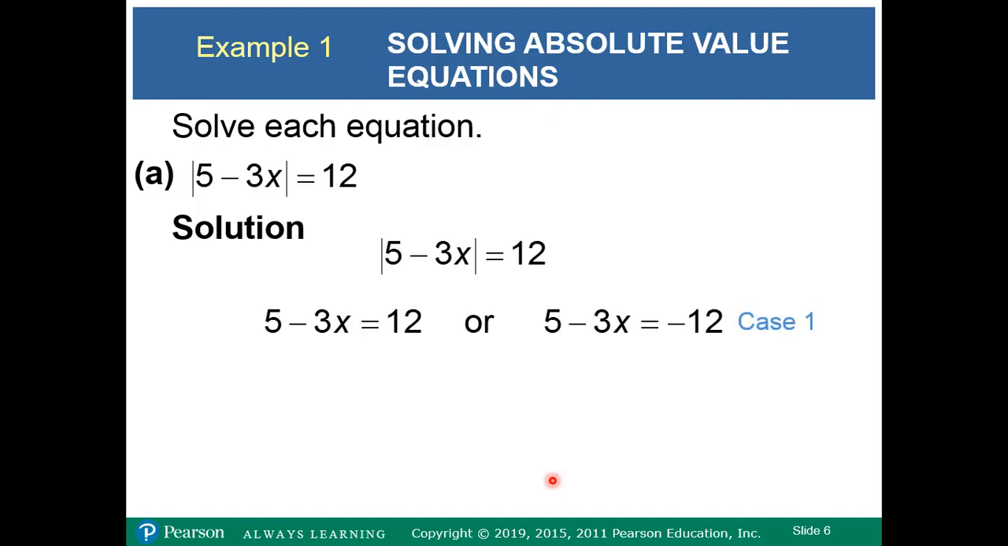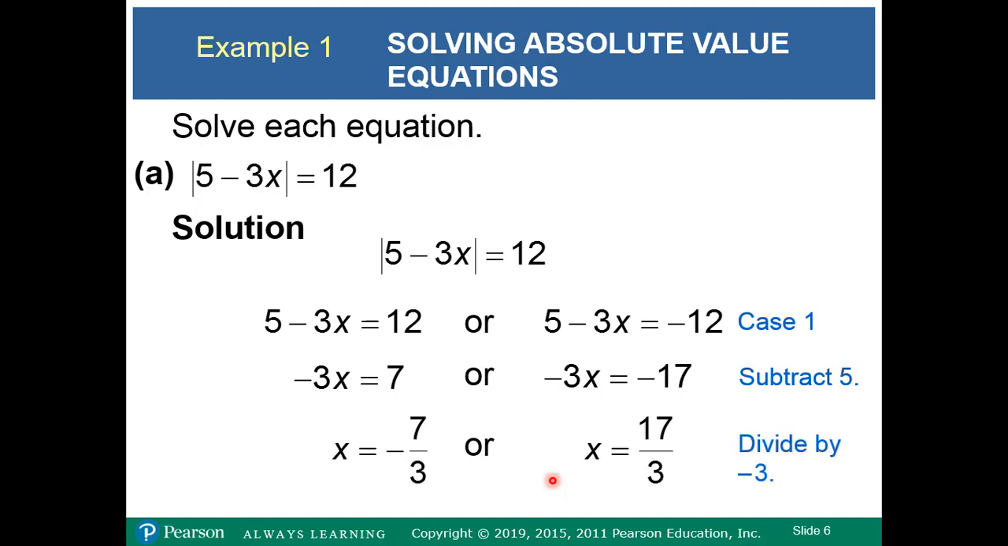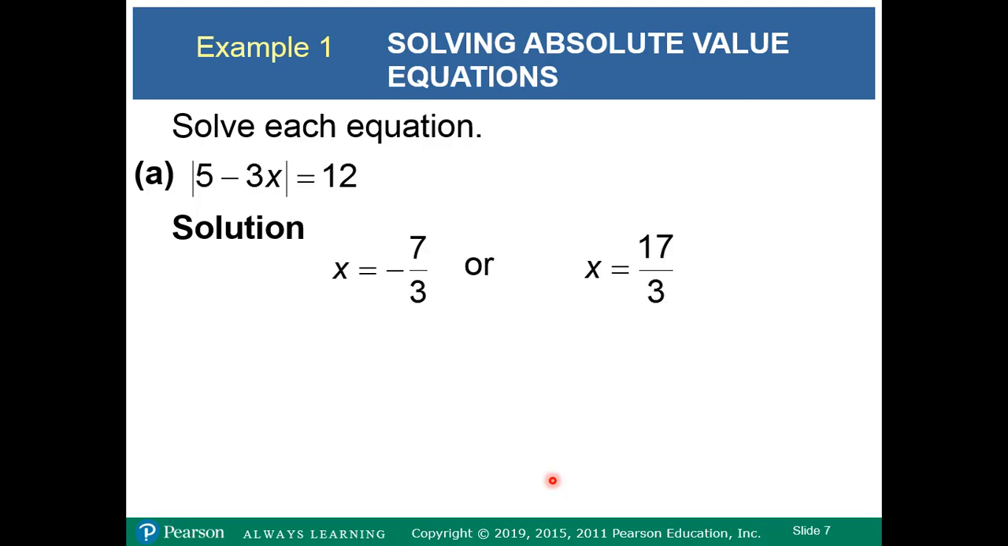And so we say 5 minus 3x is equal to 12, or 5 minus 3x is equal to negative 12. Then we have to solve each of these independently, and we end up with x is equal to negative 7/3, or x is equal to positive 17/3. Those are the solutions. Either one of those solutions will work.